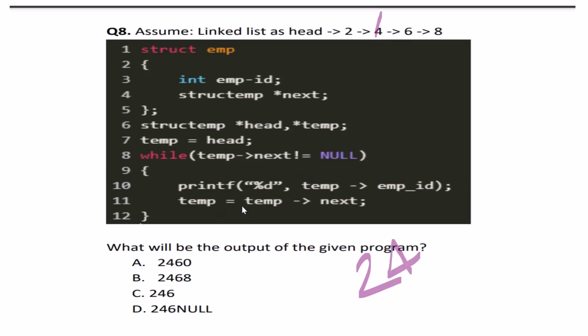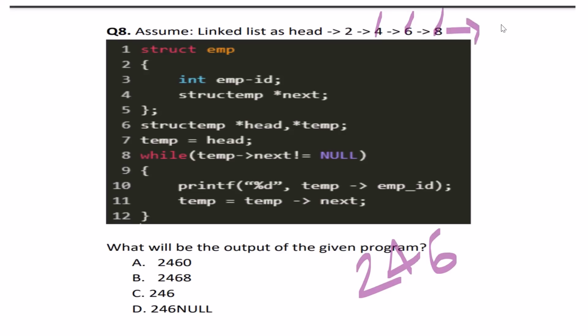Then temp will point to the next variable. That means temp is now 6. Now is next of 6 equal to null? No, next of 6 is 8. It's not null. So 6 will be printed. Now temp will point to 8. Now is next of 8 equal to null? When we are at 8, next of 8 is actually nothing.